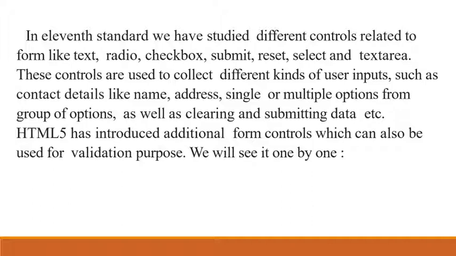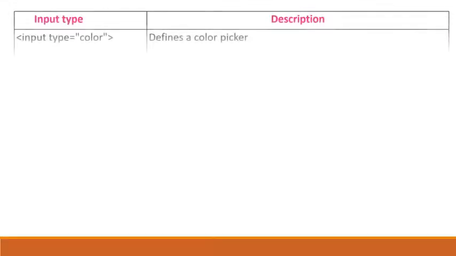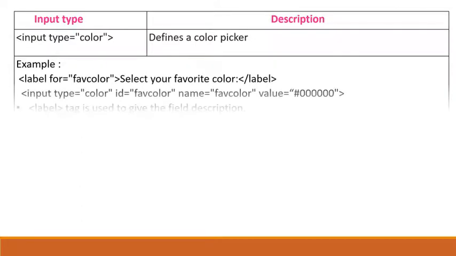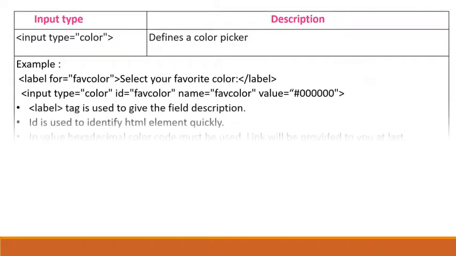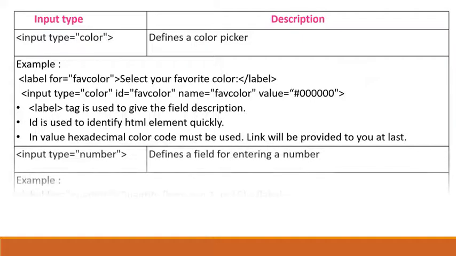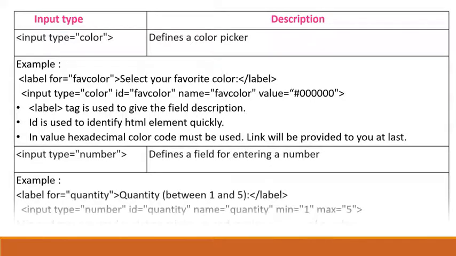Now HTML5 has introduced additional form controls which can also be used for validation purpose. Now let's see it one by one. Now here the list is given for the input type and the description. The first input control is the color, which is used to define a color picker. So different color options are provided to you, from which color you like that you can pick.